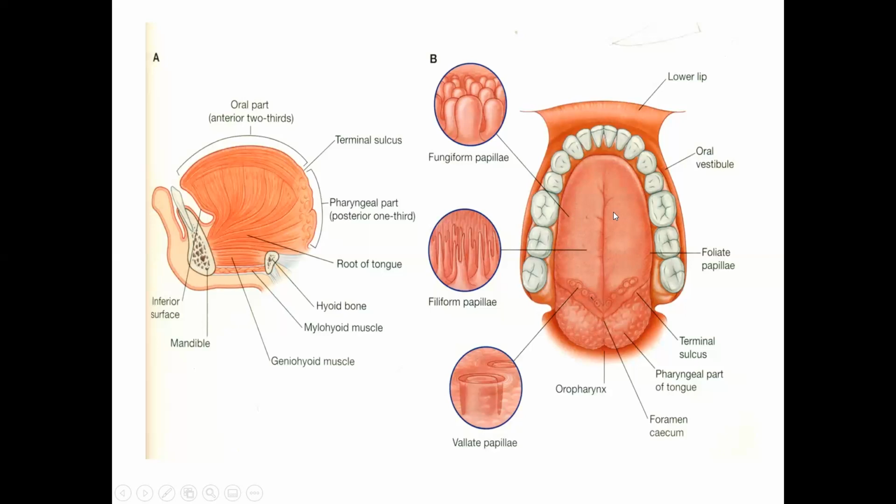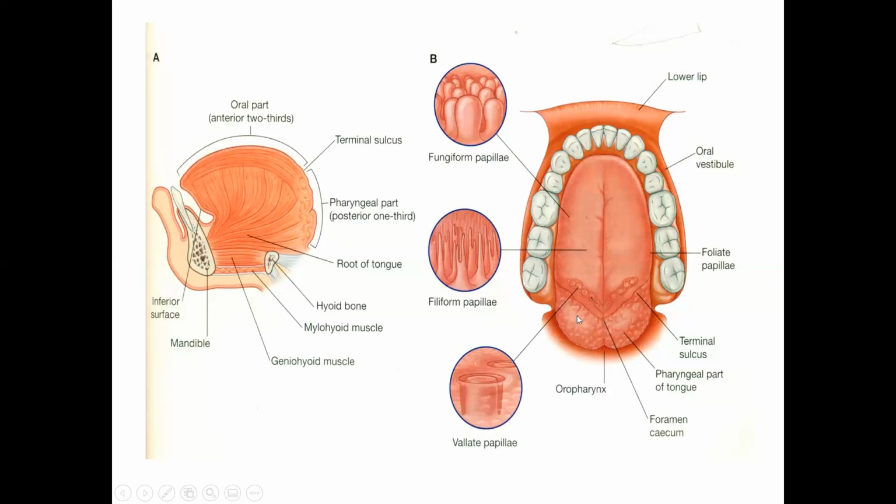All the papillas have taste buds except the filiform papilla. So the filiform papilla has an absence of taste buds, while the fungiform papilla, vallate papilla, and the foliate papilla have taste buds.